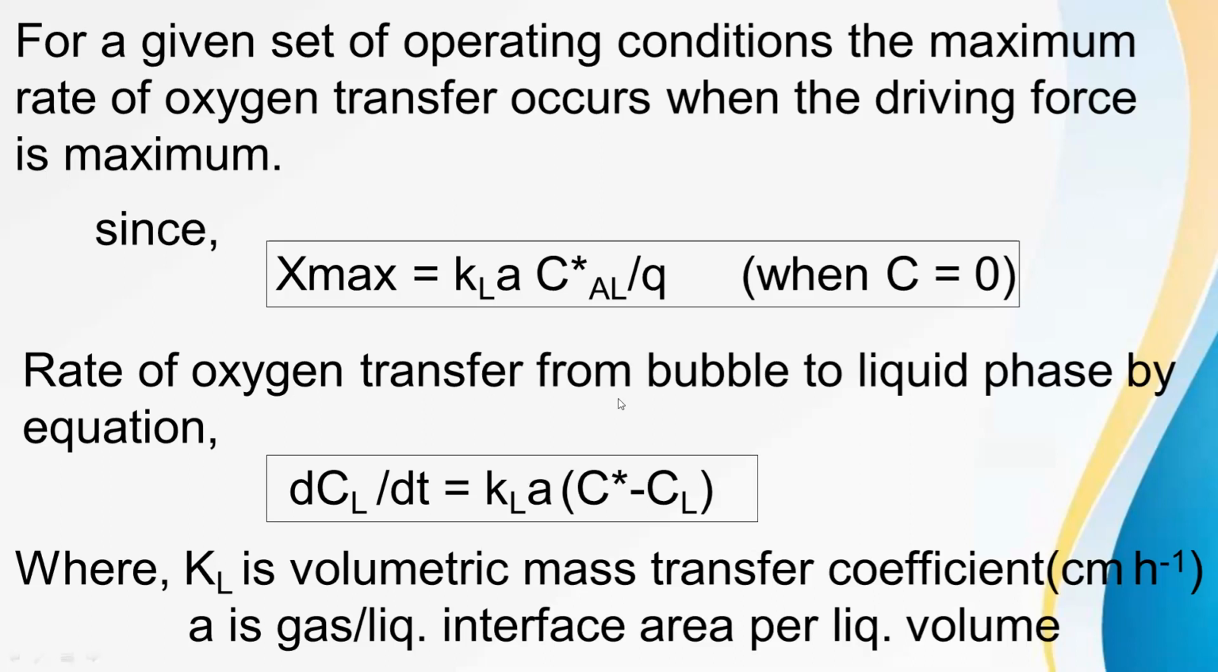The rate of oxygen transfer from the bubble to the liquid phase is given by the equation dCL by dt is equal to KLA into (C star minus CL). We are talking about the rate of oxygen transfer from the bubble to the liquid phase, where KL is the volumetric mass transfer coefficient, and A, here in KLA, is the gas liquid interface area per liquid volume.